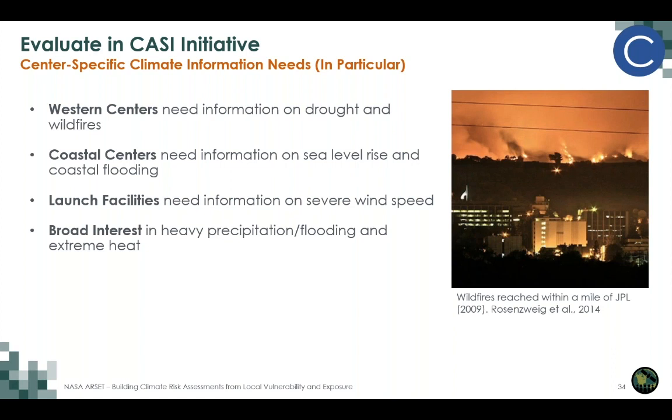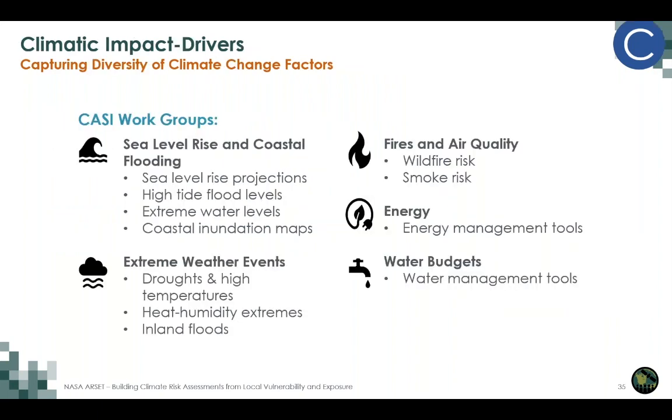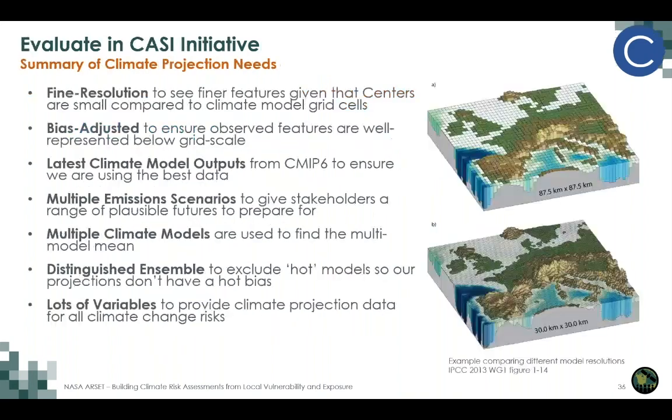The Western centers in particular expressed a need for information on drought and wildfires. Coastal centers had immediate need for information on sea level rise and coastal flooding. Launch facilities indicated a need for information on severe wind speeds. And there was a broad interest in heavy precipitation and pluvial flooding and extreme heat across all of the different centers. This motivated CASI to develop different work groups that focus on different parts of the climate change question. We developed a work group on sea level rise and coastal flooding, on extreme weather events, on fires and air quality, on energy, and on water budgets. Each of these took on different climatic impact drivers and identified different types of metrics that were useful for decision processes in each of these areas.